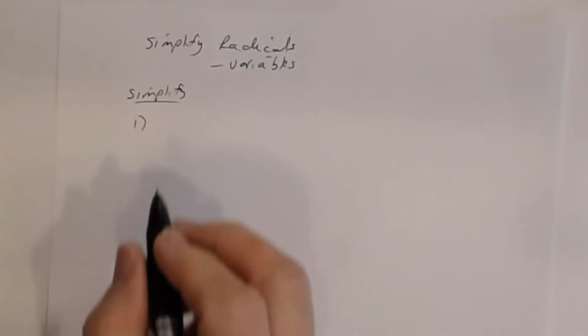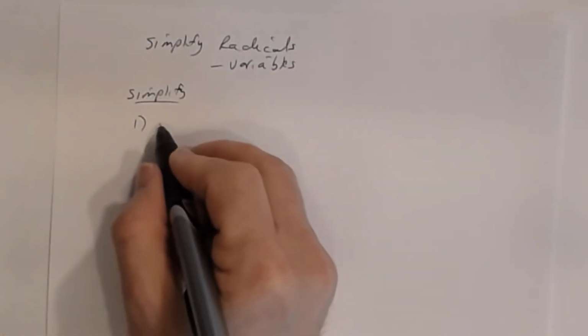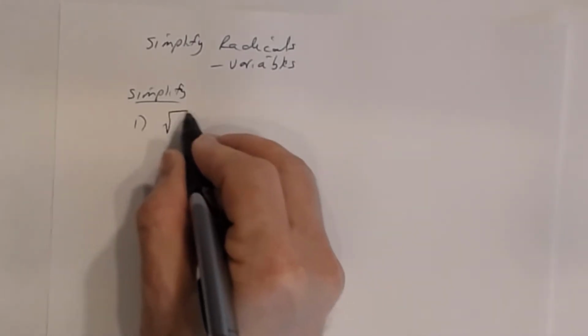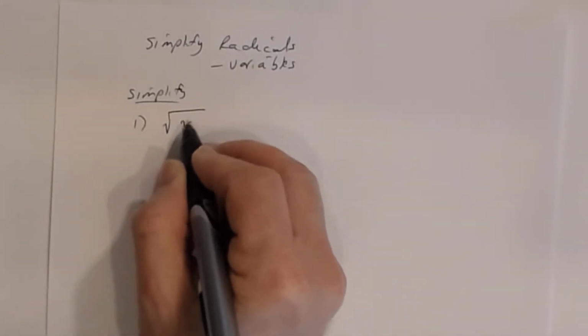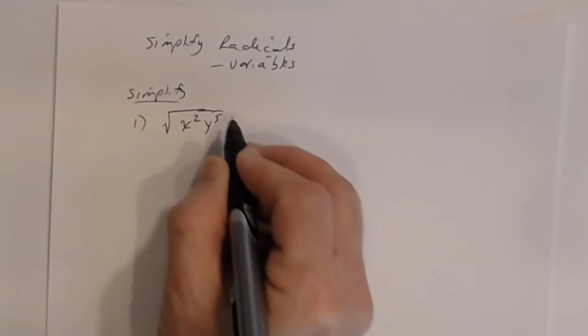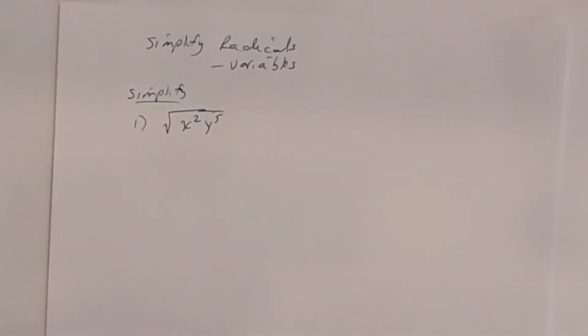Okay, number one. All right, now listen carefully to what we're going to do. So here's the problem. We have the square root of x squared y to the fifth. Now here's how we would do this. I would think about it this way.